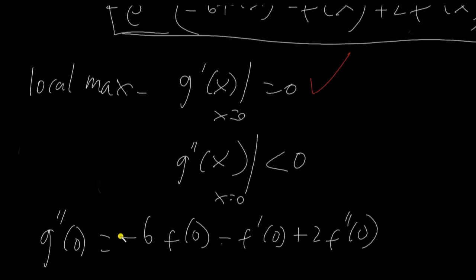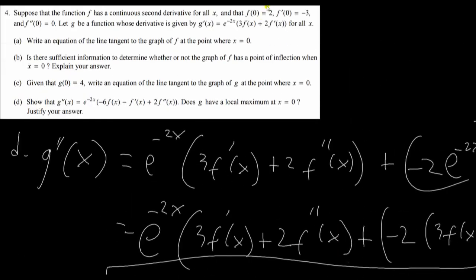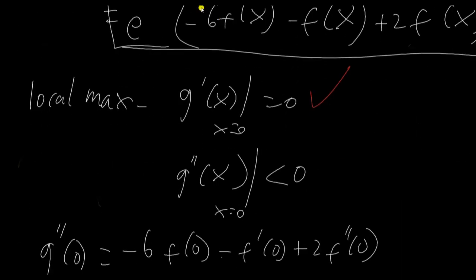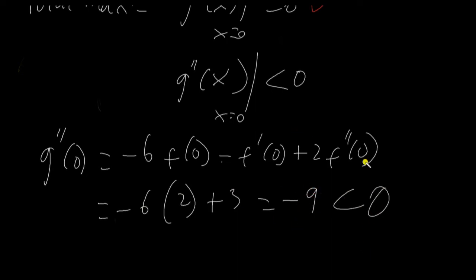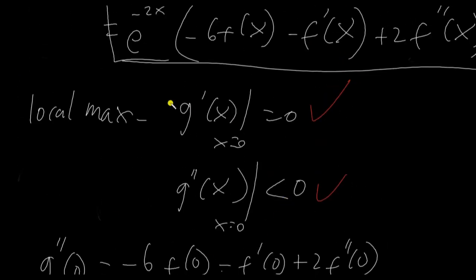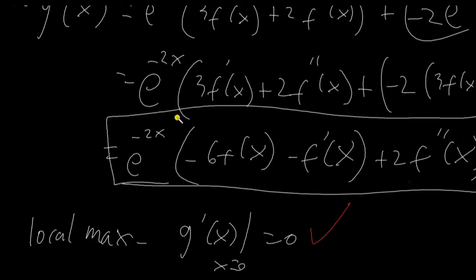Okay, and then f of 0, f prime of 0, f double prime of 0. We know all three of these values from up here. They're 2, negative 3, and 0. So that's going to be negative 6 times 2, minus negative 3 is plus 3. So that's negative 12 plus 3, which is negative 9. And negative 9 is less than 0. So this second condition, g double prime of x at x equals 0 being less than 0, is met as well. Therefore, our g of 0 is a local maximum.